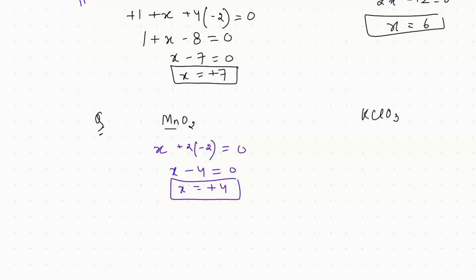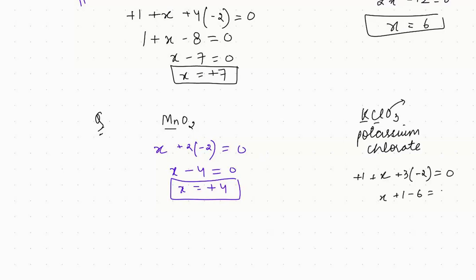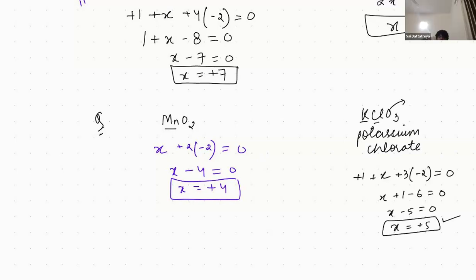Now, similarly, we have KClO3. This is potassium chlorate. Potassium's charge is +1. For 1 chlorine, it shall be x. For oxygen, it is going to be 3 times -2, which is -6. So x plus 1 minus 6 is going to be 0. So x minus 5 is going to be 0. The charge of x is going to be +5. Did you understand my point? Yes.